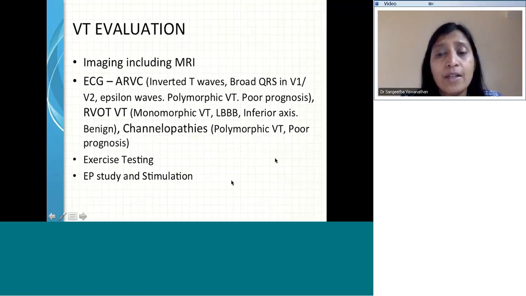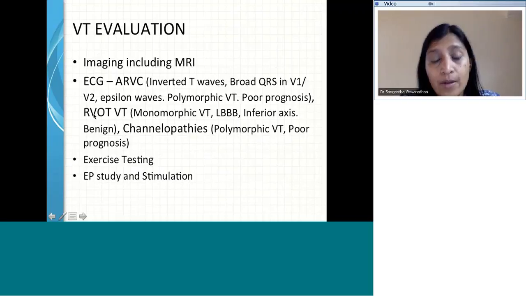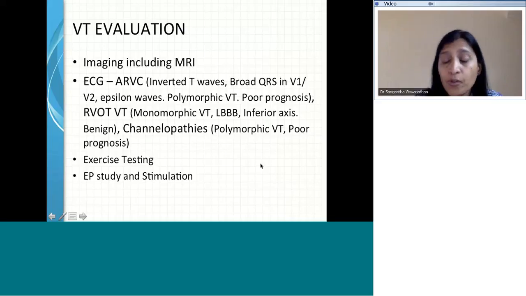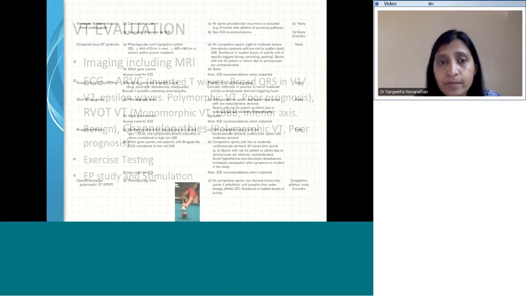There are specific ECG features for various conditions, and what you're looking for in VT is, if you have a ventricular tachycardia that is monomorphic with an inferior axis and left bundle branch block, then it's more likely to be an RVOT VT, and it's often benign. You look for channelopathies. These have a poor prognosis, like long QT syndrome, like Brugada syndrome, etc.